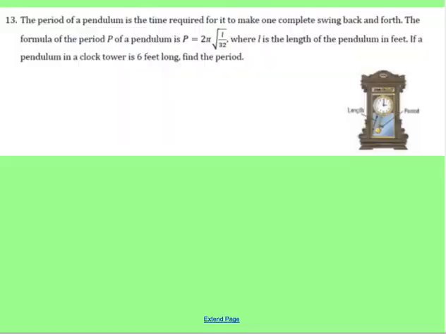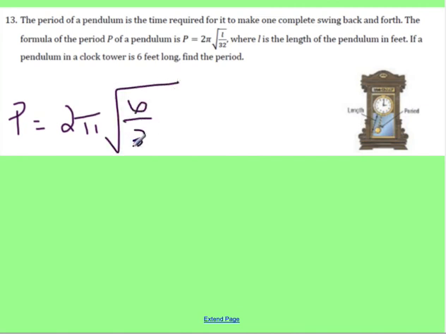Last but not least, let's take a look at number 13. A period of a pendulum is the time required to make one complete swing back and forth. The formula is P is equal to 2 pi times the square root of L over 32, where L is the length of the pendulum. If the pendulum clock is 6 feet long, find the period. So P is going to be equal to 2 pi times the square root of 6 divided by 32. Now before I rationalize the denominator, I noticed that 6 and 32 are both divisible by 2. So I'm going to reduce that fraction to start off with.